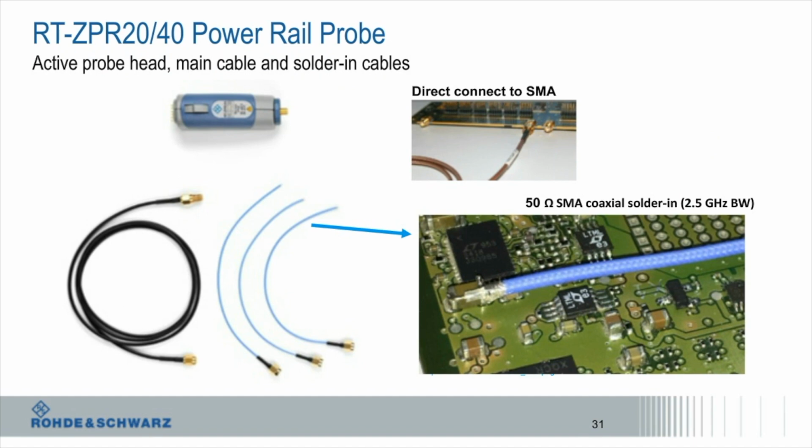Power rail probes by nature are active probes, meaning they have an amplifier in the probe itself. The amplifier terminates with an SMA connector, where an SMA cable that's part of the probe kit connects to it. The other end of the SMA can connect to a 50 ohm coax that could be soldered onto a target board. You can see an example of that in the lower right hand. An advantage of soldering in is you get to preserve the full bandwidth.